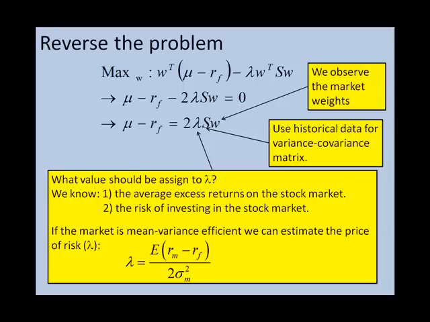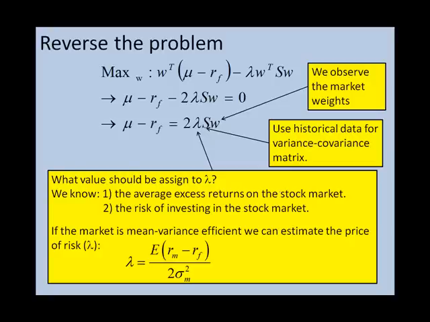What about lambda? Lambda is a measure of risk aversion, and we're going to look at the average market level of risk aversion. So not any one individual's, but the average across all individuals, because we want to back out the market's best guess of expected returns for all the stocks. So the risk aversion level is going to be equal to the market's risk aversion level.